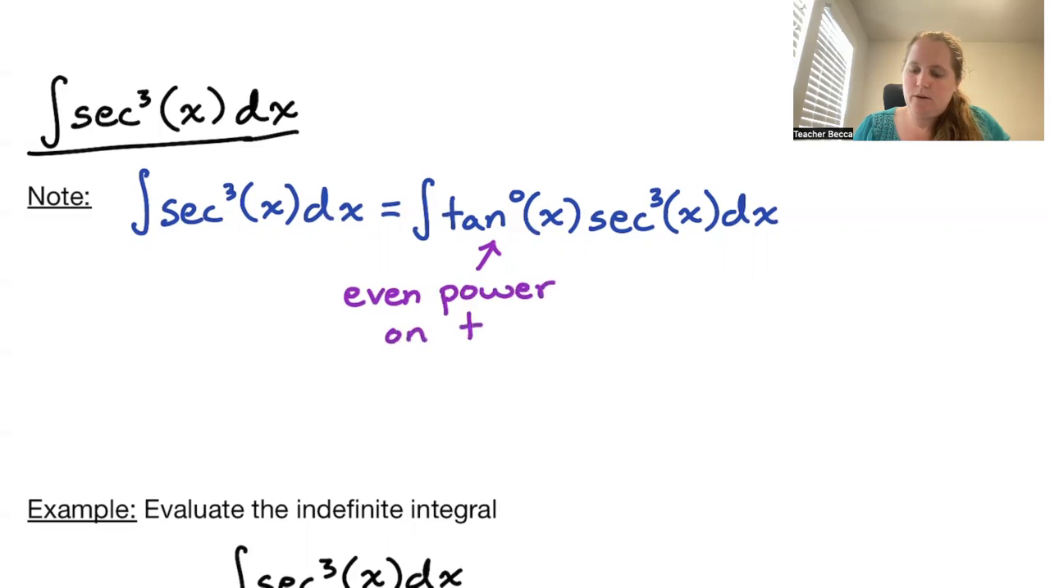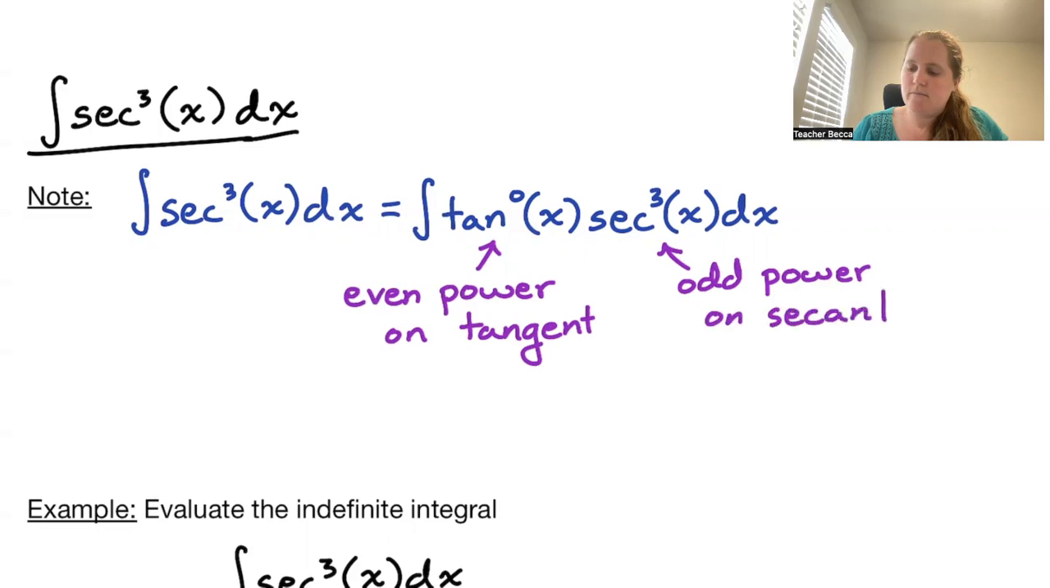So we have an even power on tangent and an odd power on secant. And that means that we are dealing with case three. So we have a case three scenario. We cannot just force u sub. Instead, we are going to wind up running integration by parts.